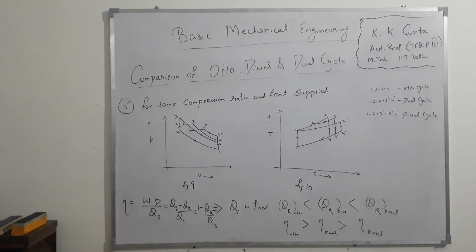Now from figure 10, the area under process 4-1 is showing heat rejection for Otto cycle. Area under the process 4-1 is showing heat rejection for dual cycle, and area under the process 4-1 is showing the heat rejection for diesel cycle. And from figure 10 it is clear that heat rejection in Otto cycle is minimum and heat rejection in diesel cycle is maximum. Therefore the efficiency for Otto cycle will be maximum and efficiency for diesel cycle will be minimum for the given condition.